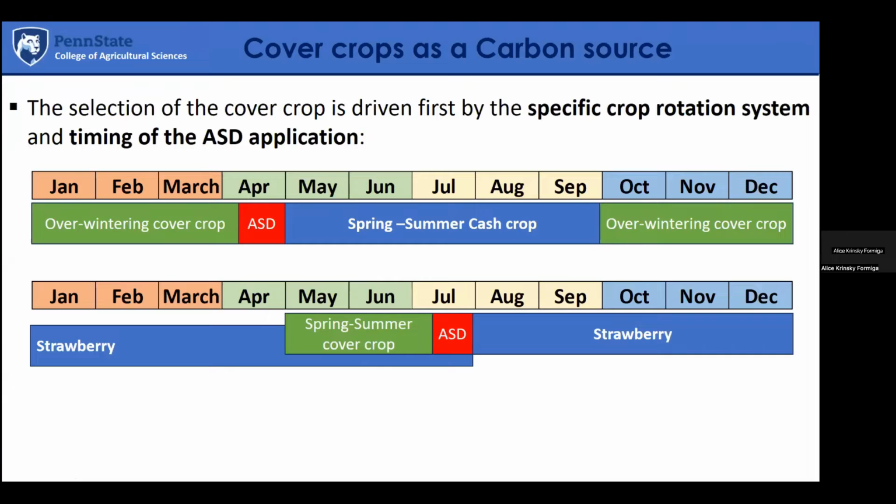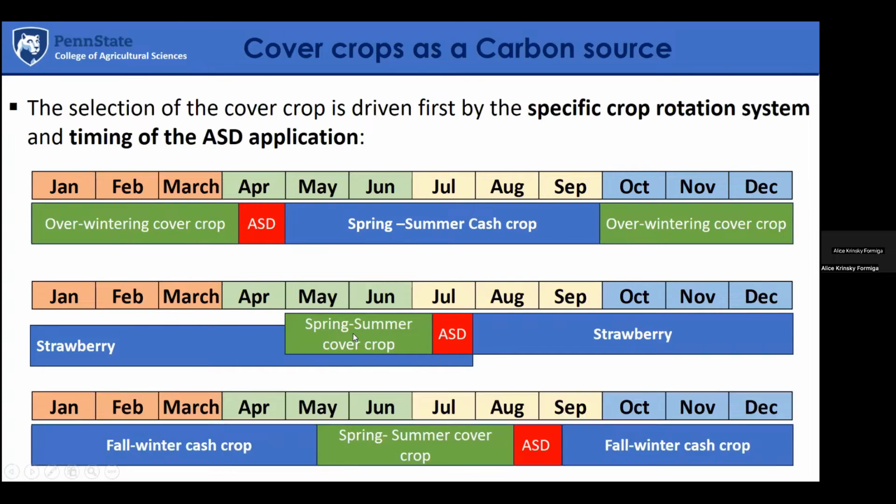And I'm making here another example with strawberry. Strawberry in the mid-Atlantic region is usually planted in early to mid-August. And so the ASD treatment is usually applied toward the end of July. And before that, in some cases, we have the opportunity to grow a spring, summer cover crop, and that could be used as a carbon source. And then you start the cycle of the strawberry, and maybe the following year, the cycle will continue until July or August. But there is an opportunity there to use summer cover crops.